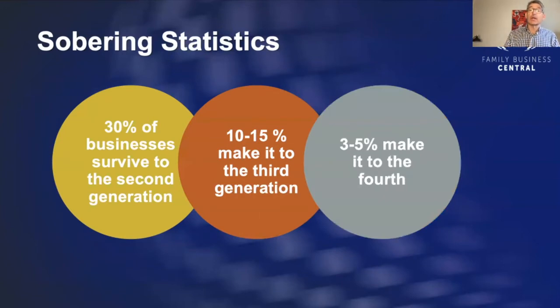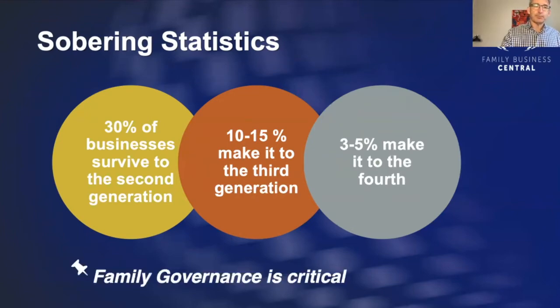And then to the fourth generation, they're saying about 3 to 4% make it to the fourth. In Australia and New Zealand, this is probably absolutely correct. There's not a lot of fourth or fifth or even sixth generation family businesses. There's a couple. But again, if you do the work in that first to second or possibly second to third generation, your chances of keeping that going are much, much better. And this is why family governance is so utterly critical and is really central to so much of our work at Family Business Central.